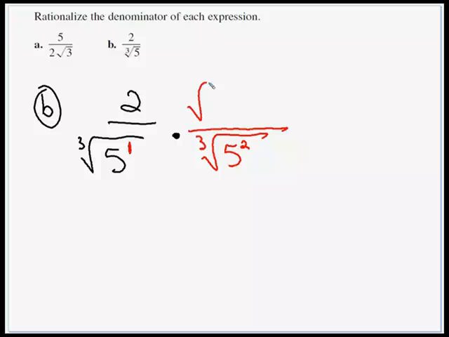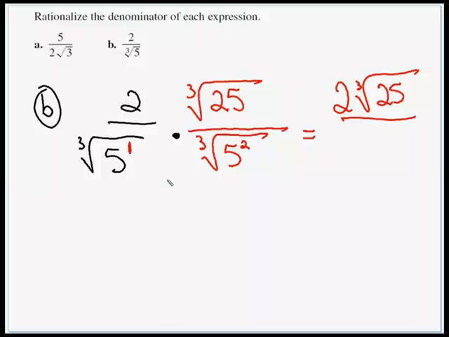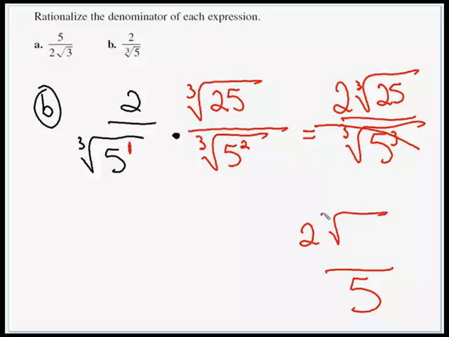And just to be a little different in the numerator, I'm going to rewrite that as the third root of, what is 5 squared? Well, that's 25. So let's see what happens. We multiply straight across. 2 times the third root of 25. And look what happens here. We have our third root. 5 to the first times 5 squared is 5 to the third. So now that index and exponent match. Those are going to cancel each other out, take the radical with them. So now our denominator is just a 5. And our numerator is 2 times the third root of 25. And there's our rationalized expression.